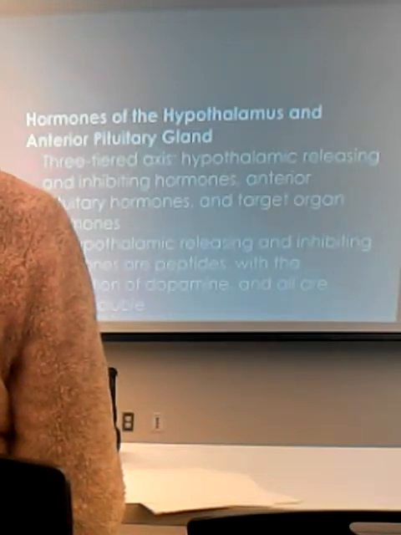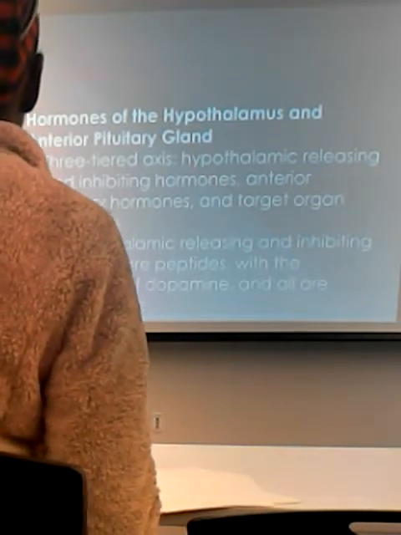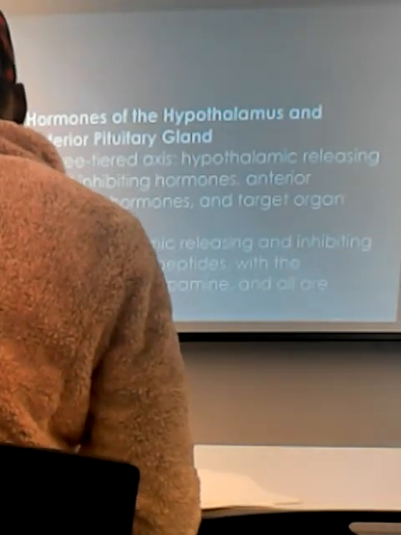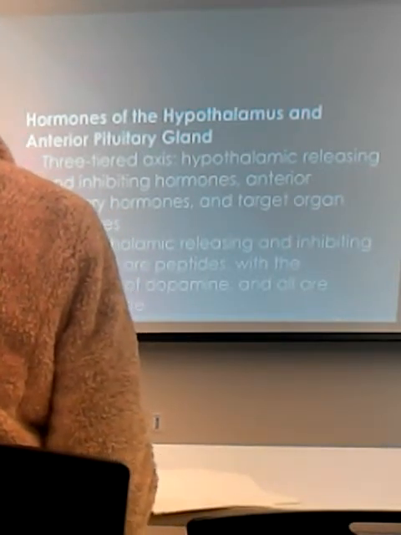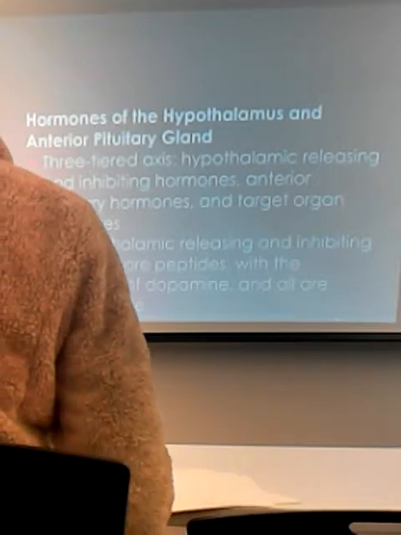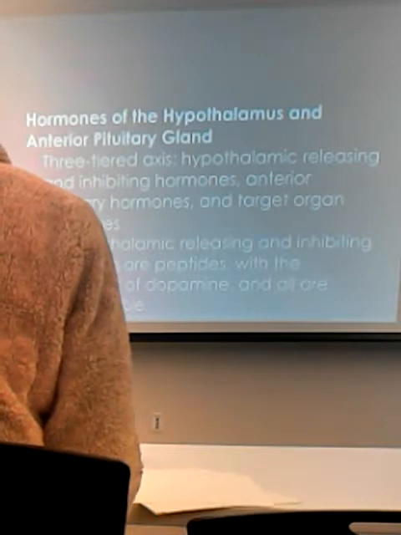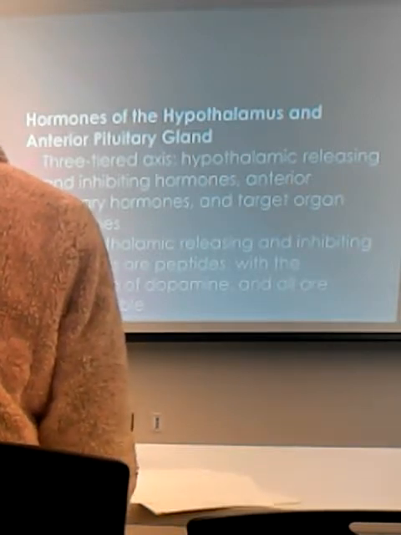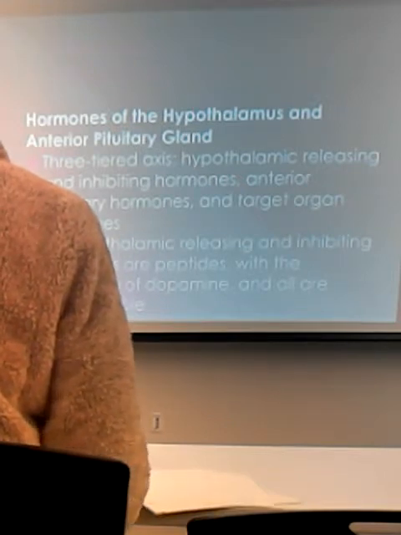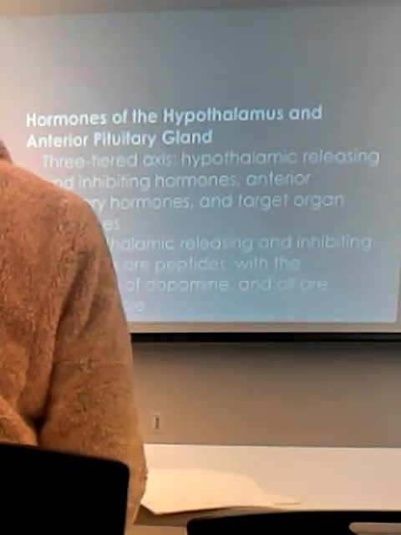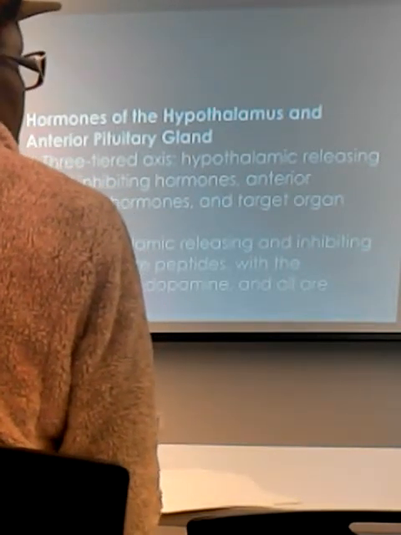So, okay. We have a three-tiered axis for the anterior pituitary. There's some Thanksgiving conversation for you. So, the hypothalamus makes releasing and/or inhibiting factors, which go down the infundibulum and the capillary network to the anterior pituitary. The anterior pituitary makes and releases its hormones.